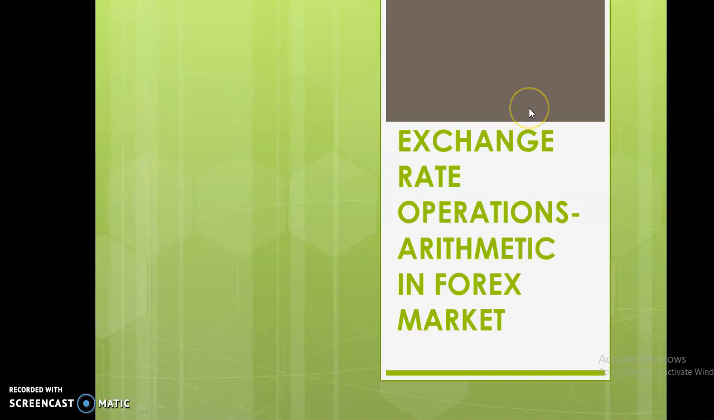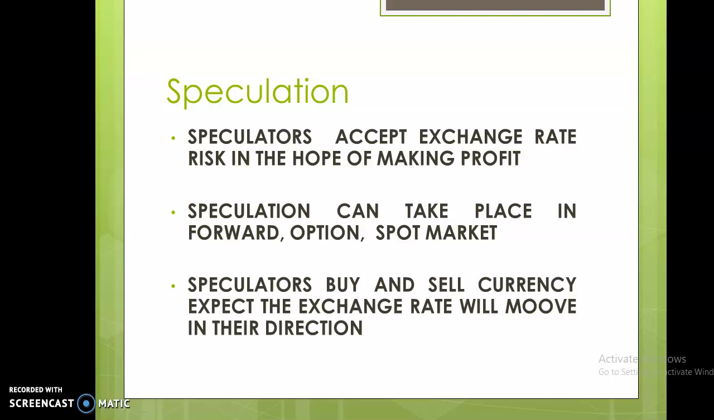Hi guys, today I would like to discuss exchange rate operations and exchange rate arithmetic in the forex market. Basically, there are different types of forex operations taking place in this market. The first type of forex operation is known as speculation. It's an activity carried out by people who make a profit from short-term changes in the exchange rate.